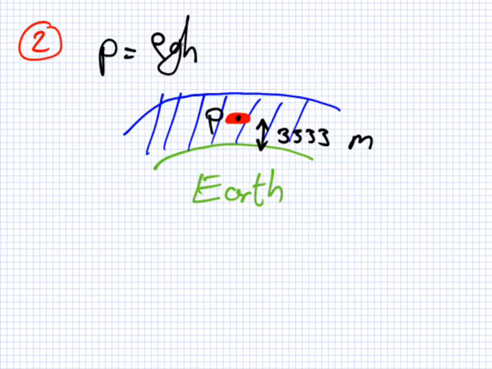Okay. So here's our Earth, and then here's our air, and then here's our plane. And this distance here is about 3,333 meters, about 10,000 feet. So the pressure at this point, what's the formula for pressure? Rho g h. This is the one I meant to use.